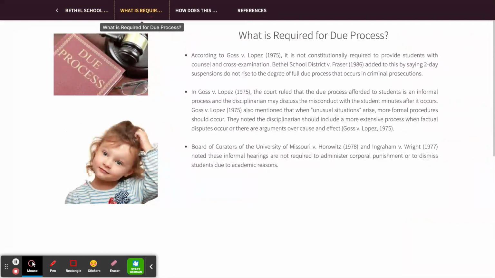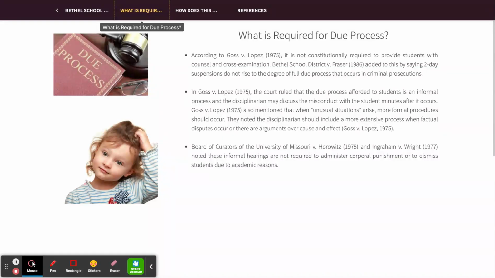So, what is required for due process? According to Goss versus Lopez, it's not constitutionally required to provide students with counsel and cross-examination. And Bethel School District versus Frazier added to this by saying 2-day suspensions do not rise to the degree of full due process that occurs in criminal prosecution.